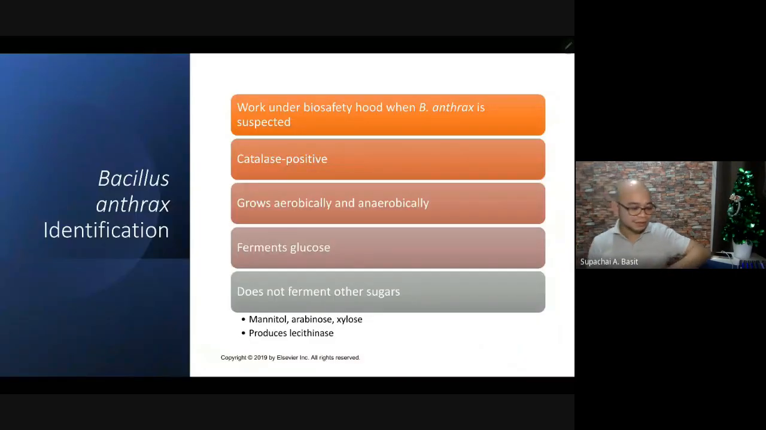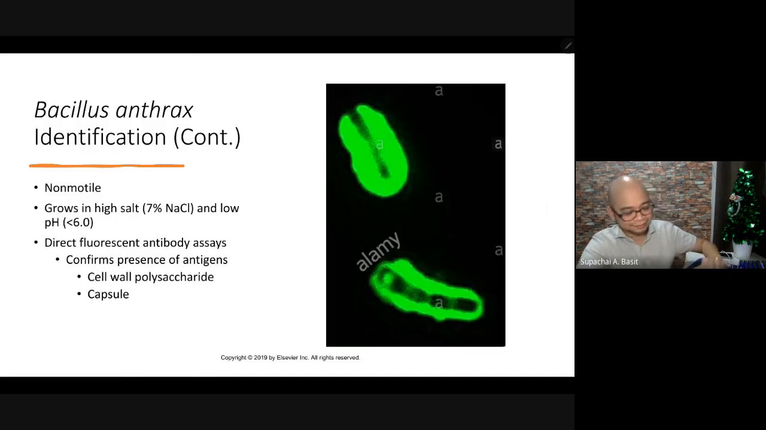Okay, so whenever you are working with Bacillus anthracis, you do not want to inhale the spores. It's very dangerous. So you work under a biosafety hood when Bacillus anthracis is positive or suspected. The organism is catalase positive. They can grow aerobically and anaerobically. They can ferment glucose and do not ferment other sugars.